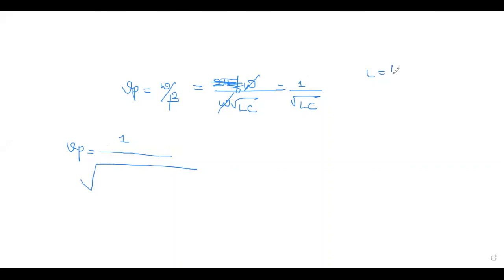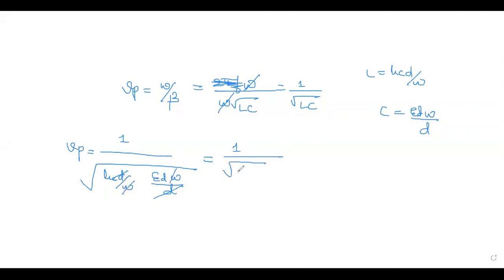What is L in terms of parallel strip line? It is mu_c d by W. Similarly, capacitance is epsilon_d W by d. So substitute it here for this equation LC. LC values I'm writing: mu_c d by W into epsilon_d W by d, which is again equal to, d and d get cancelled, W and W get cancelled. So you'll be remaining with 1 divided by square root of mu_c into epsilon_d.